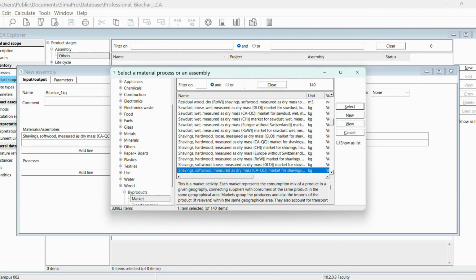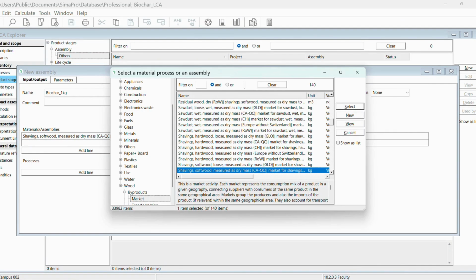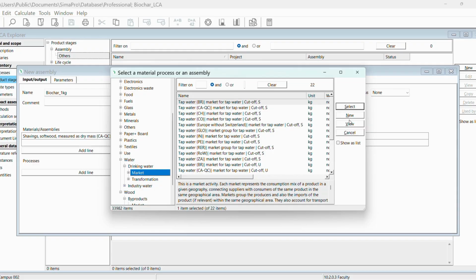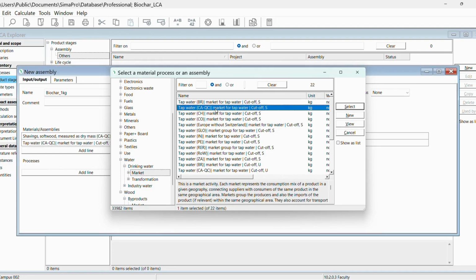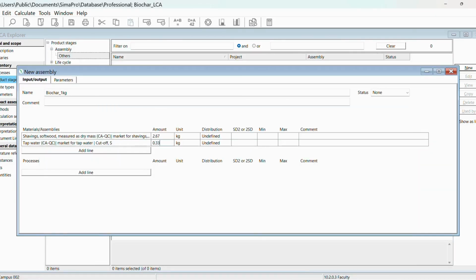Then update the second thing, water, that is process water. So let's try to explore the suitable category here. Water, so drinking water, market, let's select tap water, because normally tap water is used during production of biochar when it is produced locally. So let me select this one, tap water, and let's update the quantity, that is 0.33 kg.